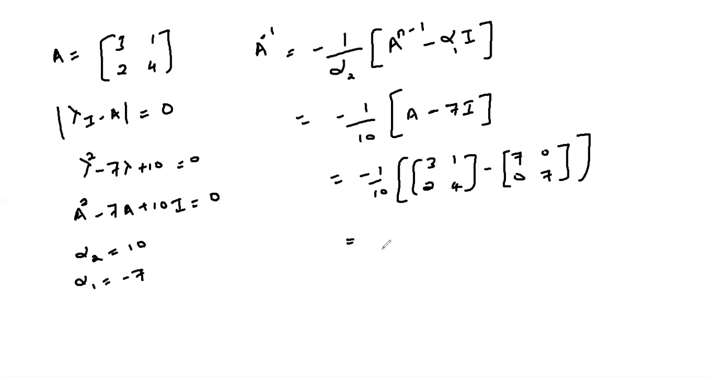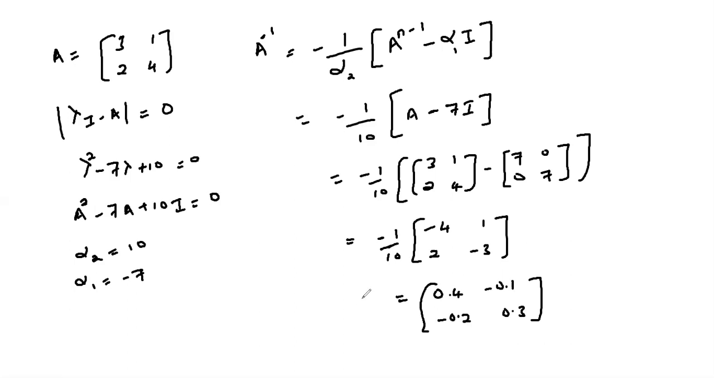This will give us negative 1 over 10 into negative 4, 1, 2, and negative 3, which, if you multiply out by negative 1 over 10, you'll get 0.4, negative 0.1, negative 0.2, and 0.3 as the inverse of the matrix A.